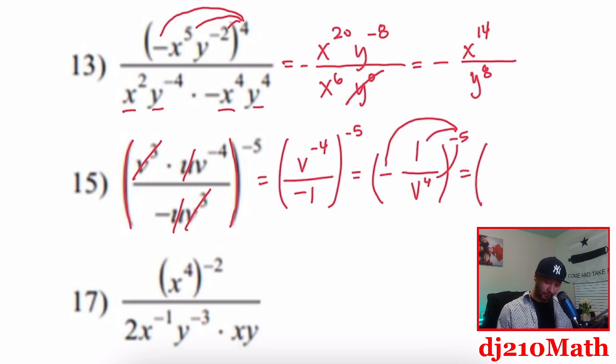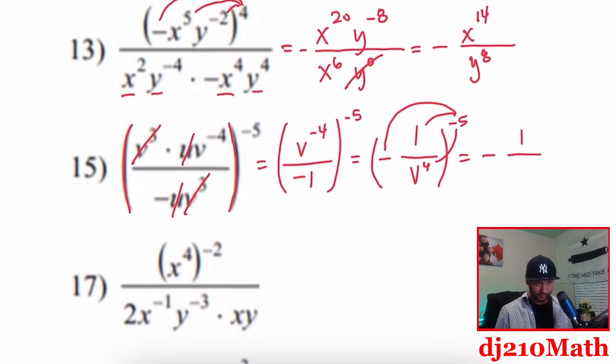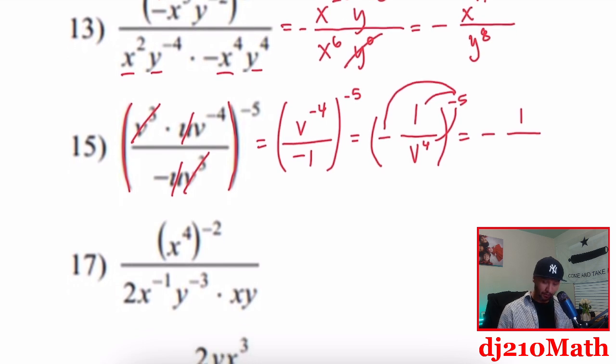So negative, and then 1 to any power is just 1. Then v to the 4th times negative 5 is negative 20. So simplifying, clearing the negative exponents, we have negative v to the 20th, right? It just moves up to the numerator. And then we don't care about over 1.